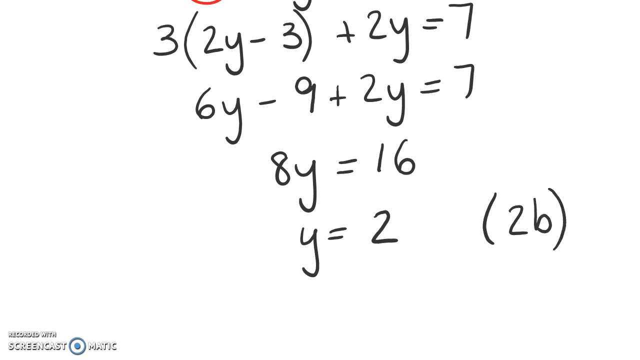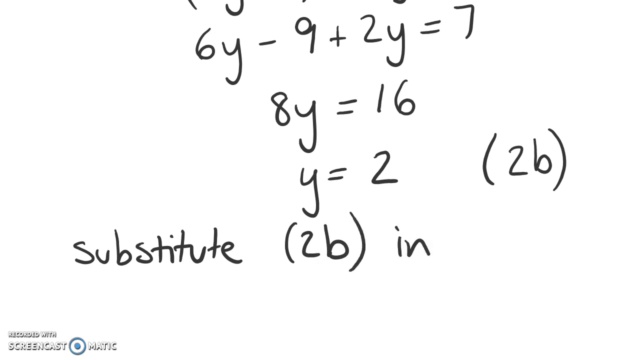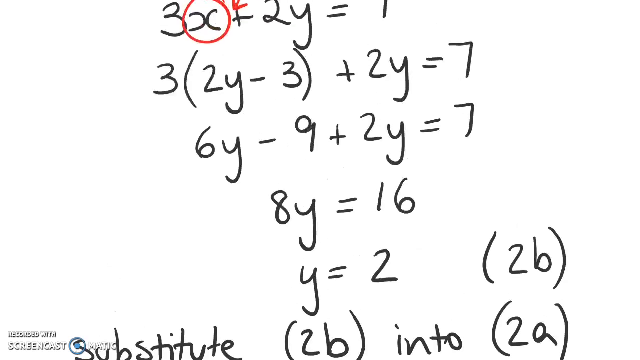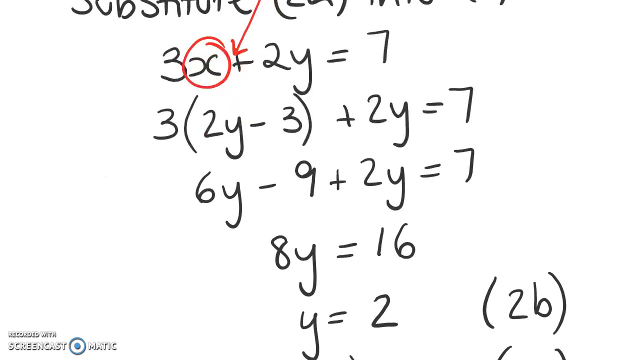Now, since we have 2b, we've already worked out the value of y. We'll substitute 2b into 2a, because we've already rearranged 2a to have x on its own. So this will make it really easy for us to find the value of x. Back up here, that was our 2a. Anytime we see a y, we're going to put in the y we found down here, y = 2.